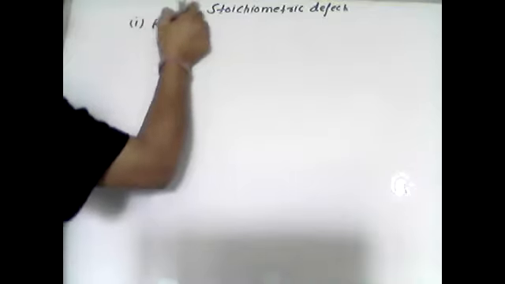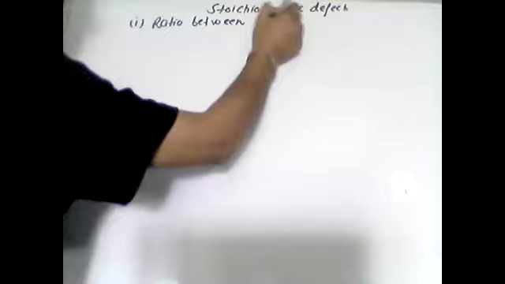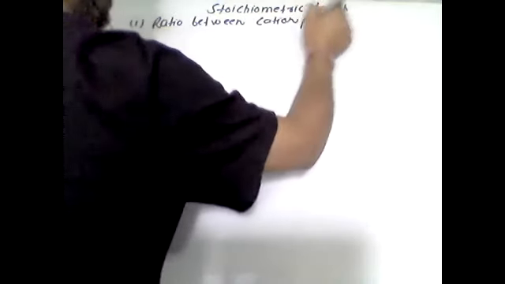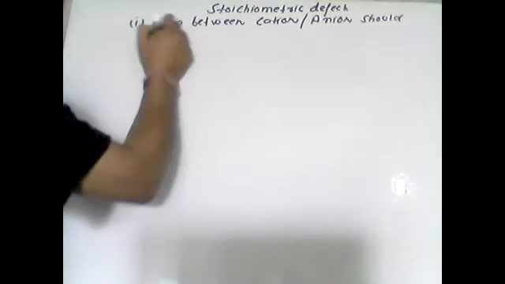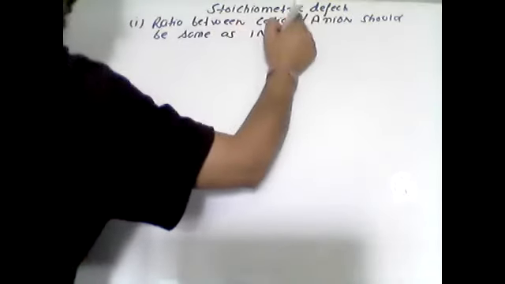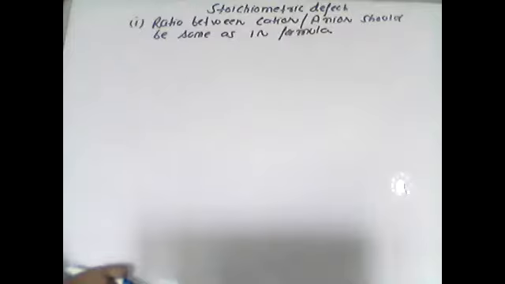You will get a better understanding if I take an example. For stoichiometric defects, I'm going to write down some important points to keep in mind. First thing, the ratio between cation and anion should be the same as in the formula.